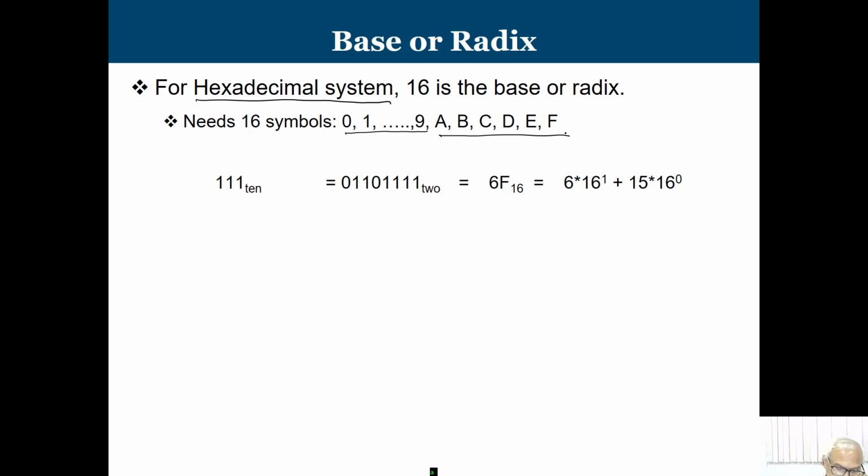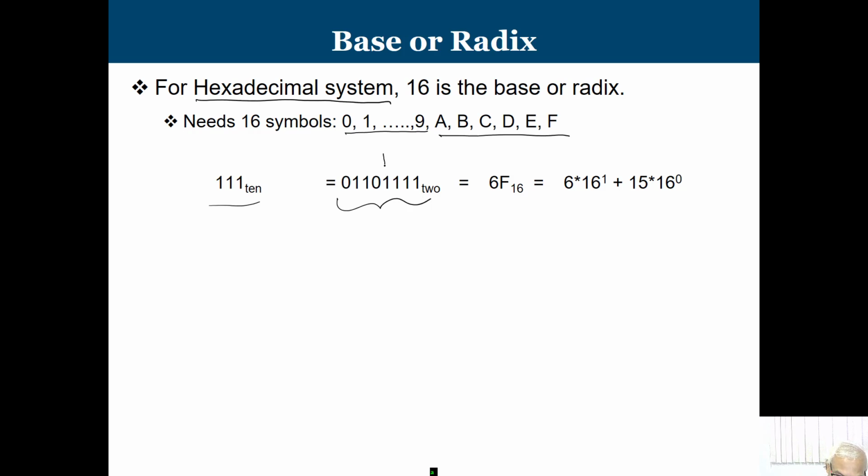Now, see the same example, when we have 111 in the decimal number system. This is the binary equivalent, in 8-bit representation. That 8-bit representation of the binary number can again be represented as a hexadecimal number. In the case of hexadecimal numbers, this conversion is slightly simpler.